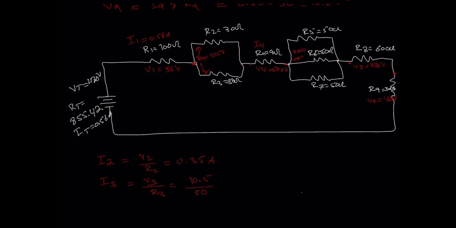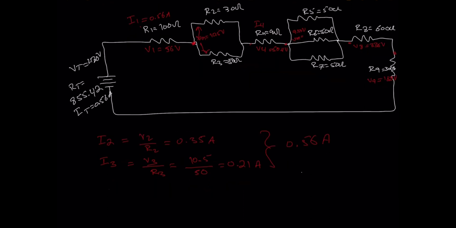Will give me 0.21. So I2 and I3 will give me both together here. We said it was 0.56. If we add I2 and I3, it will give me 0.56 amp. But the individual current for I2 is 0.35 amp and I3 is 0.21 amp.